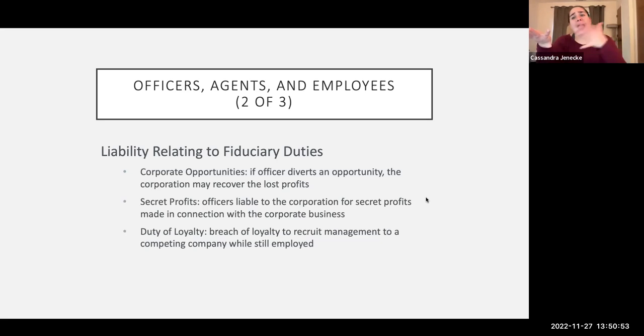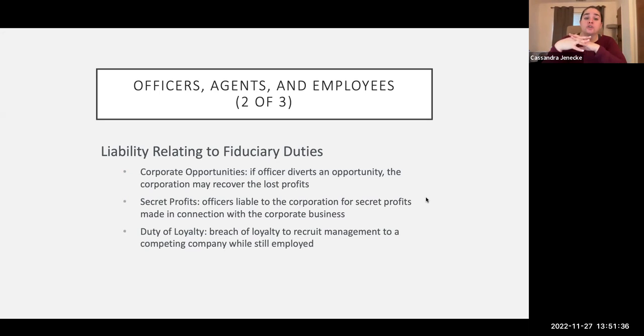Now, as an officer, you owe the corporation, you owe the shareholders a fiduciary duty. So things you don't get to do as an officer: you do not get to divert corporate opportunities away from the corporation towards yourself. We do not do that. You do not get to have secret profits made in connection with a corporate business transaction, right? No, can't be secret, but then can it be public? Yes, it can. It just requires disclosure and probably will require you to not participate in the decision-making related to the transaction.